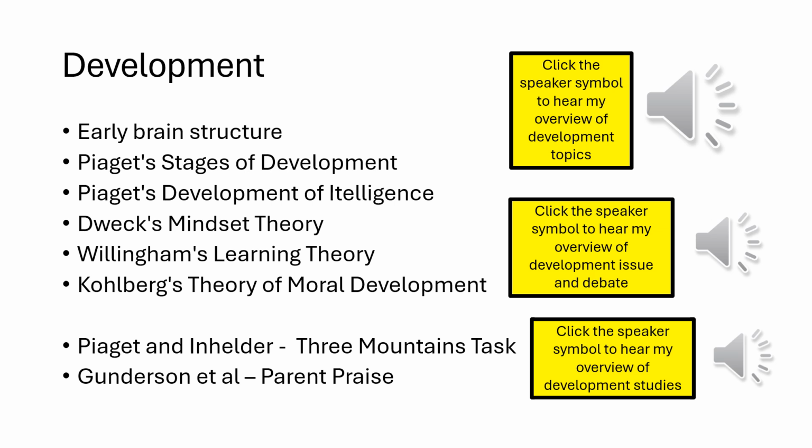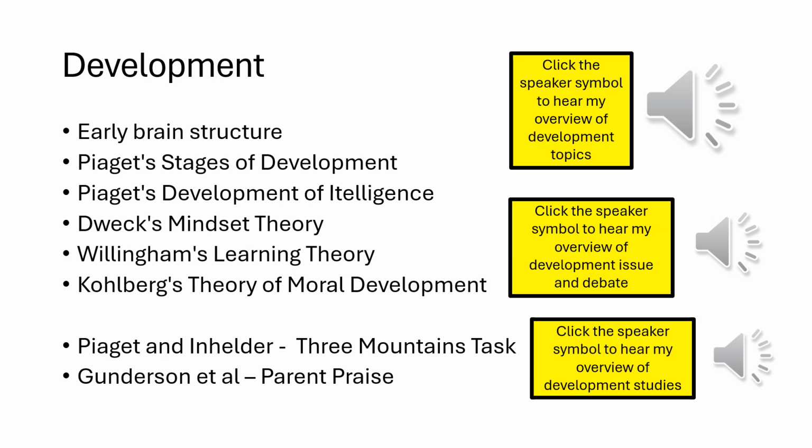For all of those theories, you must know at least 1 strength or weakness. So that's for Piaget's stages of development, Dweck's mindset theory and Willingham's learning theory. Each needs at least 1 strength and 1 weakness. If you could learn 2 of each, that will definitely help your knowledge within the exam.